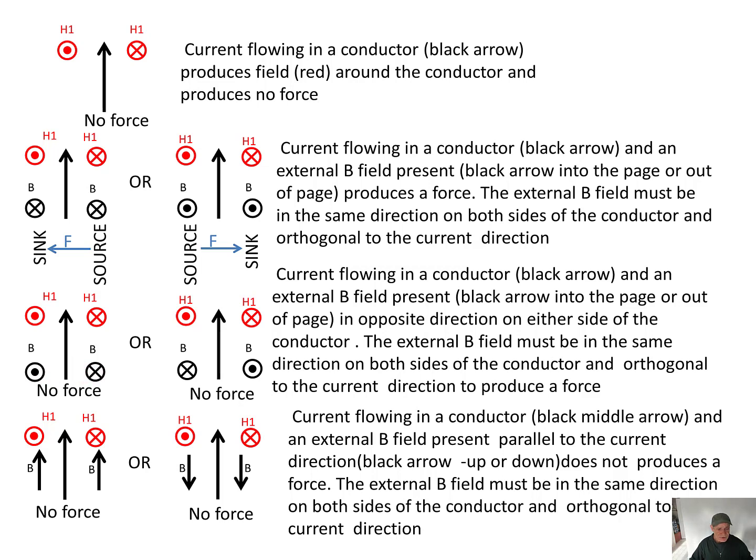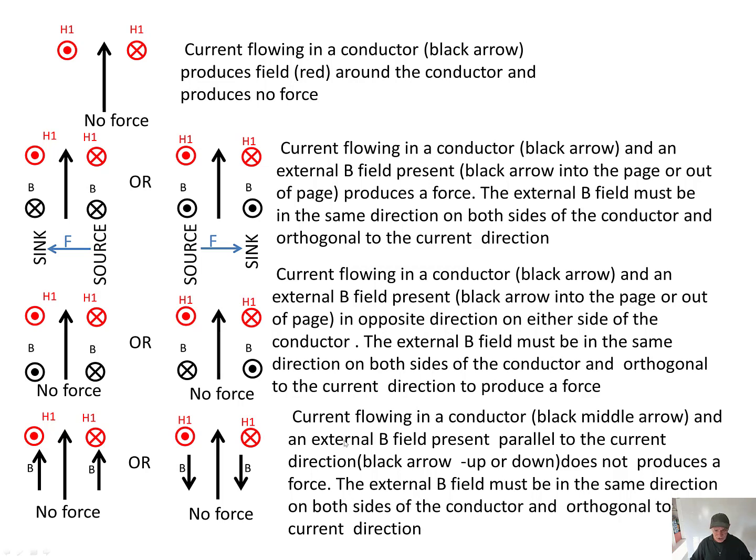In this case, there's no force because there's equal concentration on both sides. The external B field must be in the same direction on both sides of the conductor and orthogonal to the current direction to produce a force.